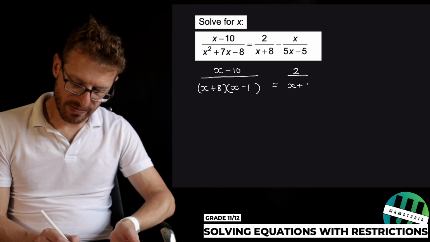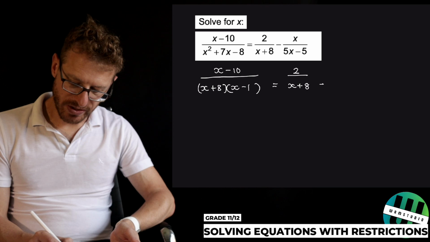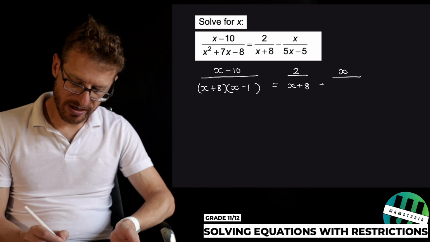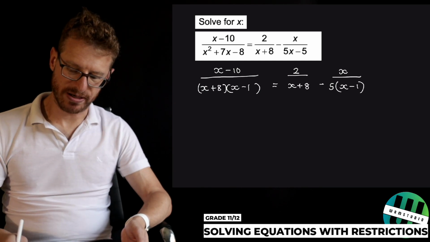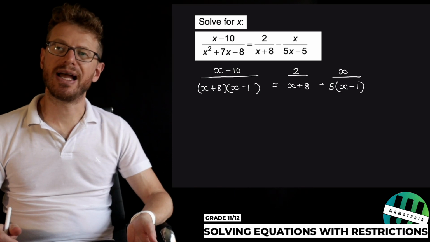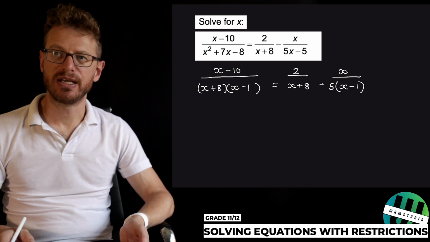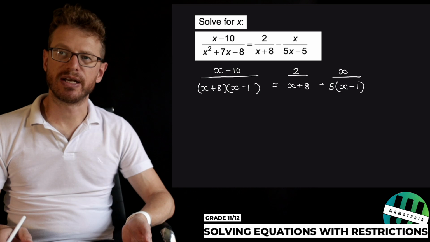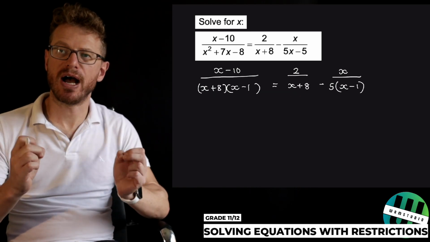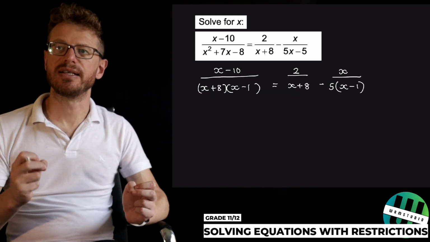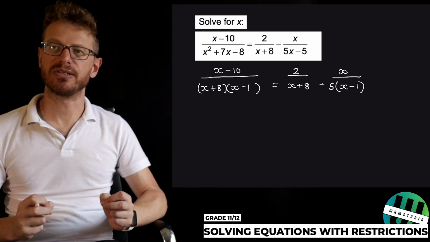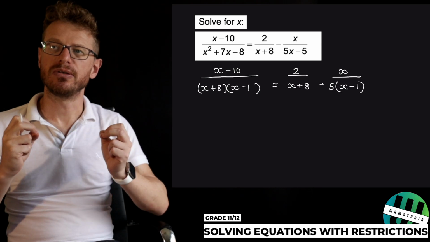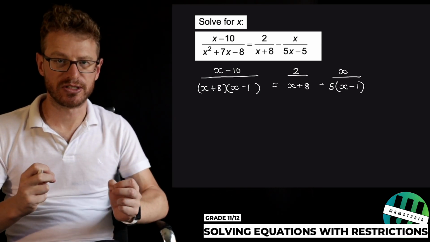Nothing we can do there. We keep it as is. But here we have x over 5x minus 5. I can factor out 5, and I'm left with x minus 1. So now that I have everything factored, I need to go and see what is my LCD. But before I do that, I need to realize that since I have binomial pairs in my denominators, I need to be mindful of restrictions.